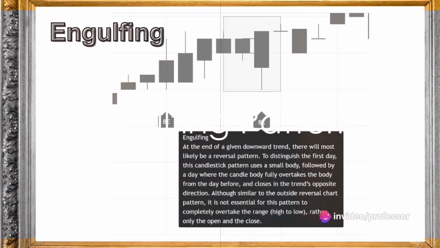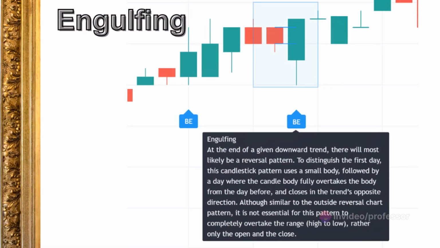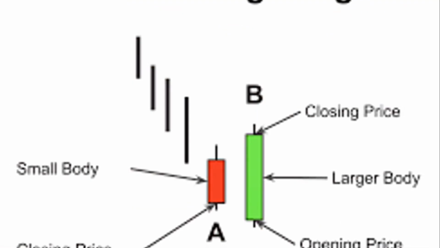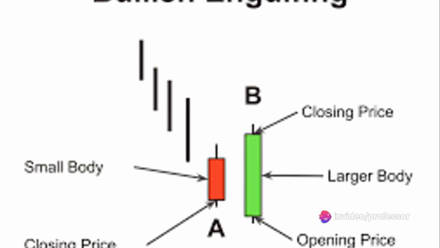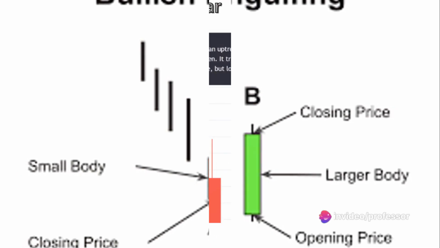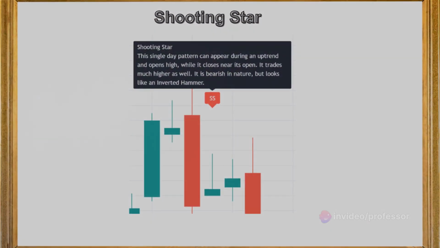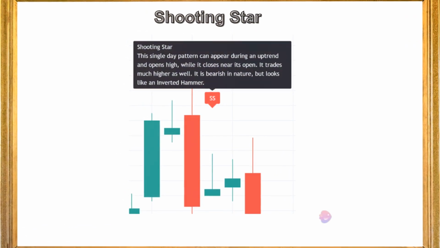2. Engulfing pattern. The engulfing pattern consists of two candles where the second candle completely engulfs the first. A bullish engulfing pattern suggests a potential bullish reversal, while a bearish engulfing pattern indicates the opposite. 3. Shooting star. The shooting star is a bearish reversal pattern that appears at the top of an uptrend. It signals potential weakness in the market, with sellers gaining control.